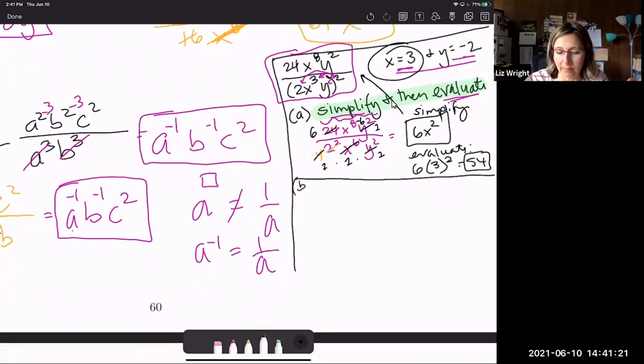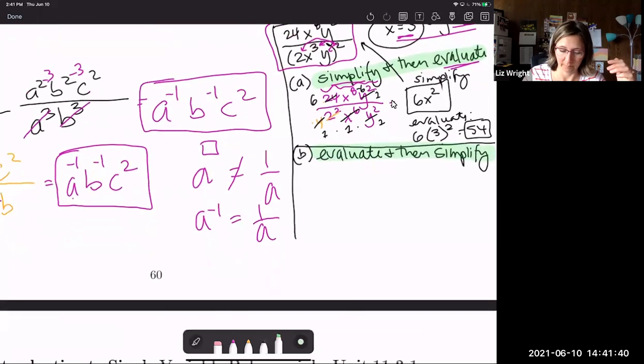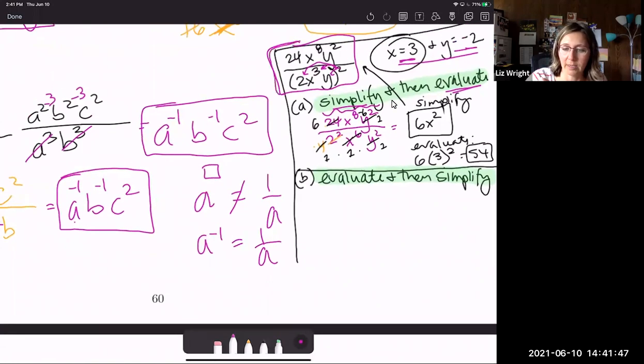So part B says evaluate and then simplify. So again, knowing the difference between these directions, which process to use. All right, so here we go again. I'm just going to start with this expression, but I'm going to go ahead and plug in the 3 and the -2 for the x and the y.